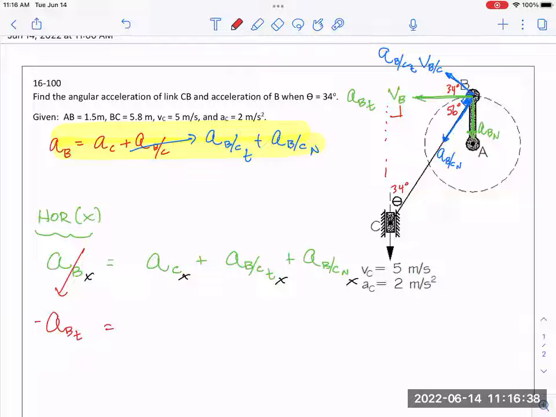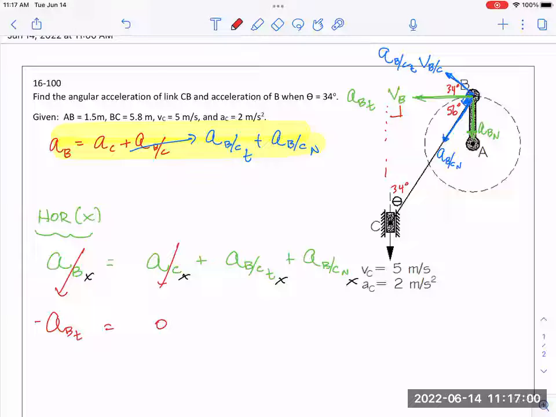What about, and Thomas said something about this, I didn't hear anybody else, but what about acceleration of C? What's happening to C? Yeah, it's going only vertically. So does it make sense that that's nothing at all? And again, we're happy about that, right? It could have been at some weird angle and we'd have to do sine and cosine. The same thing could have happened up at the top.